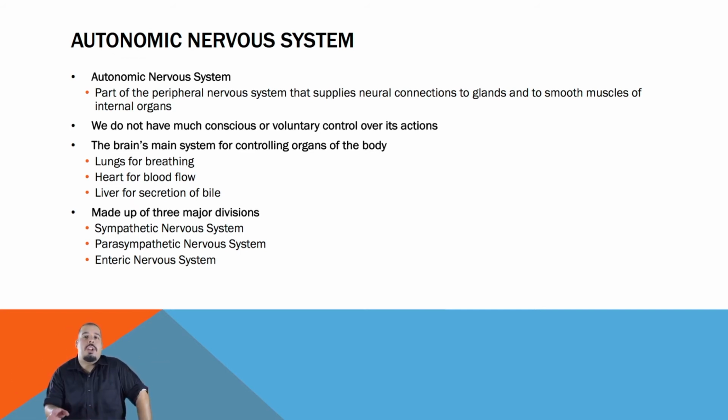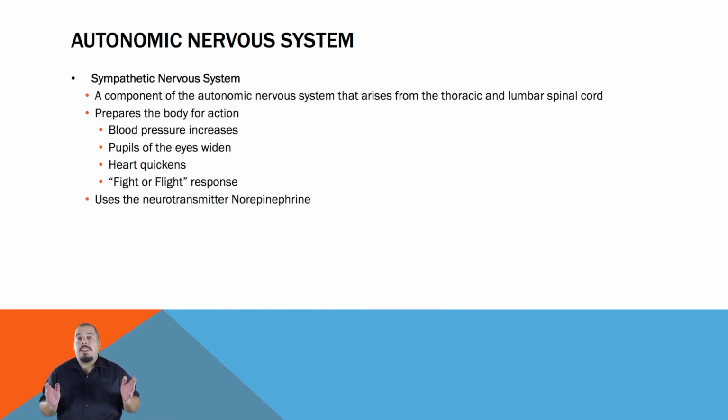I also stated earlier that the autonomic nervous system is made up of 3 divisions: the sympathetic, parasympathetic, and enteric nervous systems. We will cover the sympathetic and parasympathetic nervous system. However, for now, all you need to know is that the enteric nervous system is a mesh-like system of neurons that governs the functioning of the gut. First, the sympathetic nervous system.